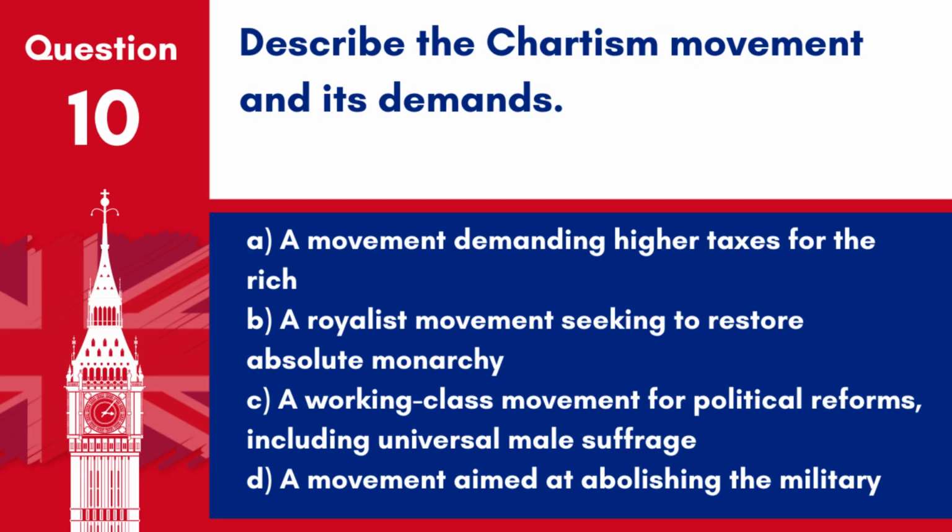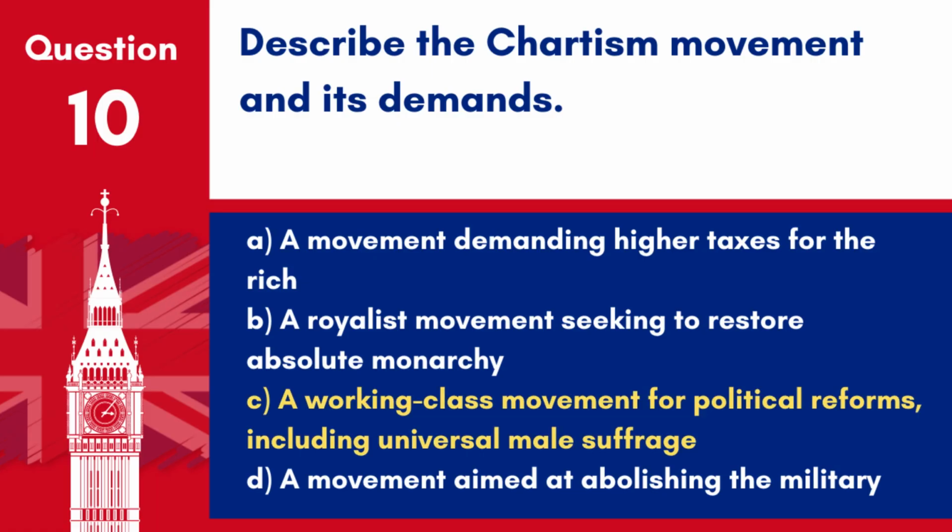Question 10. Describe the Chartism movement and its demands. A. A movement demanding higher taxes for the rich. B. A royalist movement seeking to restore absolute monarchy. C. A working-class movement for political reforms, including universal male suffrage. D. A movement aimed at abolishing the military.